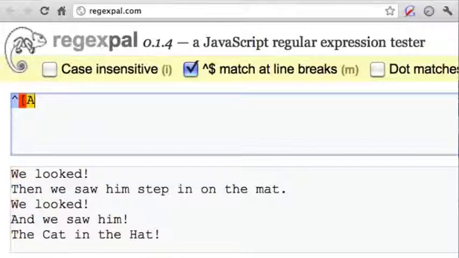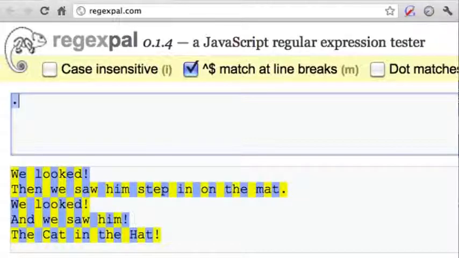Here's capital letters at the end of a line. Oh, there aren't any. Here's punctuation at the end of a line. There's all the exclamation points at the end of a line. Here's all the periods. Remember, we have to backslash our periods, and if we didn't backslash the period, we would get all the characters, because period matches everything.